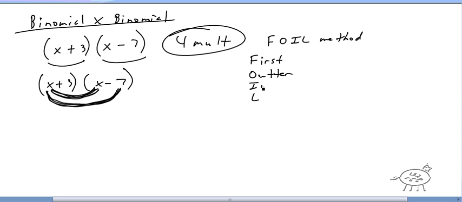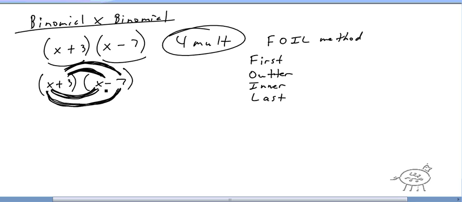Inner are the two inside terms. And last are the last terms in here. So the 3 and this negative 7. The last terms. Just like first was the x and the x, last is the last terms inside the parentheses.